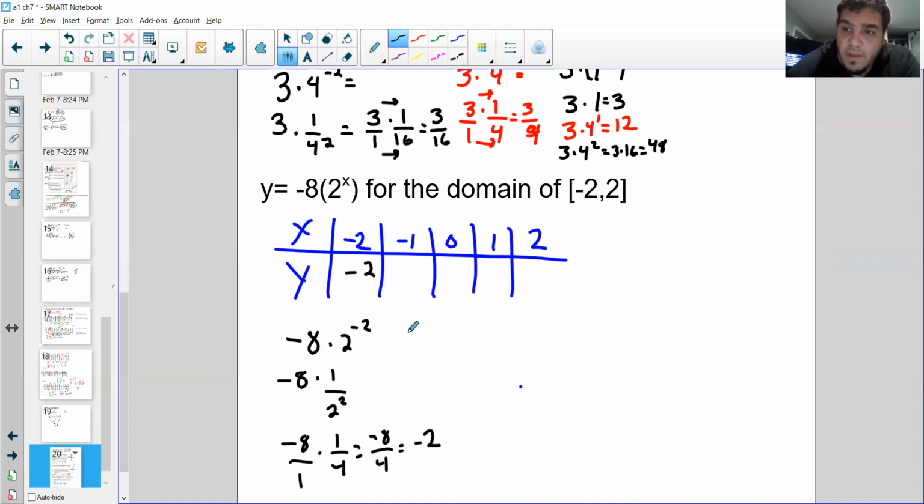Mr. Tobel, when it's a negative exponent and we put it to the bottom, we switch the exponent. Do we also switch the normal number? Like pretend it's -8 and then the exponent's -2. Do we switch the -8? No, only the number with the exponent, so just the 2.